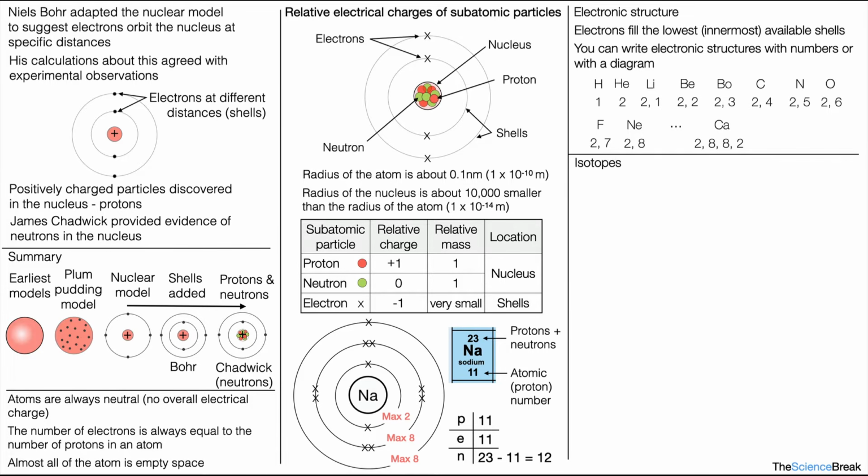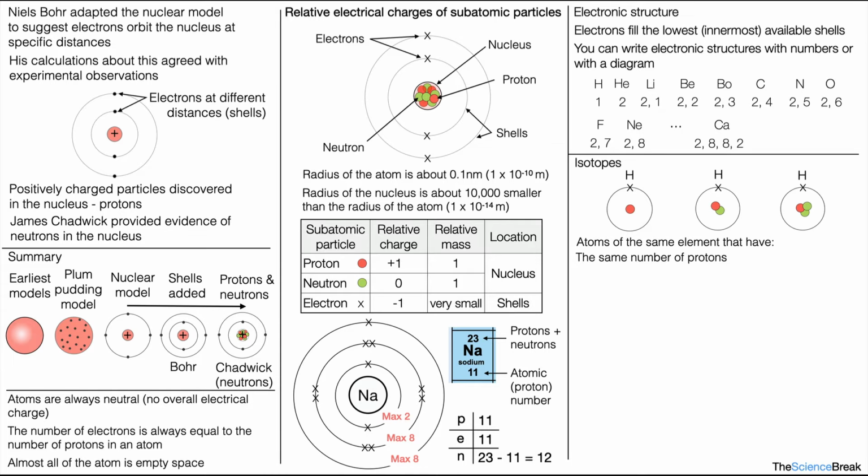Next, we need to look at the idea of isotopes. Here are 3 atoms. Each one of these atoms is an atom of hydrogen. You might have noticed there's a slight difference in the nucleus of each. One thing that is the same is that they have the same number of protons. So all of these isotopes have the same number of protons, but they have different numbers of neutrons. This is what we mean by isotopes. Atoms of the same element that have the same number of protons, but different numbers of neutrons. They have the same chemical properties, but they have different physical properties.